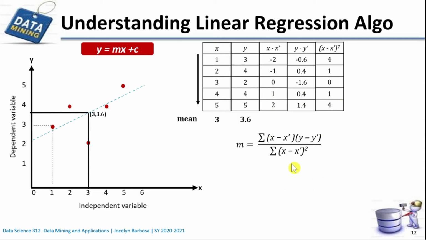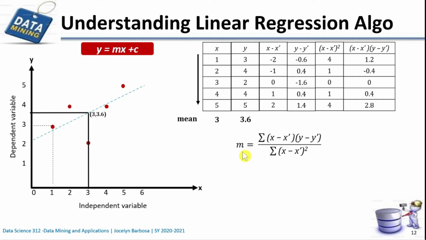So having computed all of these values, we can now get our slope by first multiplying these two together. We have negative 2 times negative 0.6, and that is 1.2. And then negative 1 times negative 0.4 is 0.4. 0 times 0 is 0. 1 times 0.4 is 0.4. And then 2 times 1.4 is 2.8. Getting the summation of all of this, we have 4 for these values here. And the sum of these values over here is 10. And so our slope is 4 over 10, or 0.4.